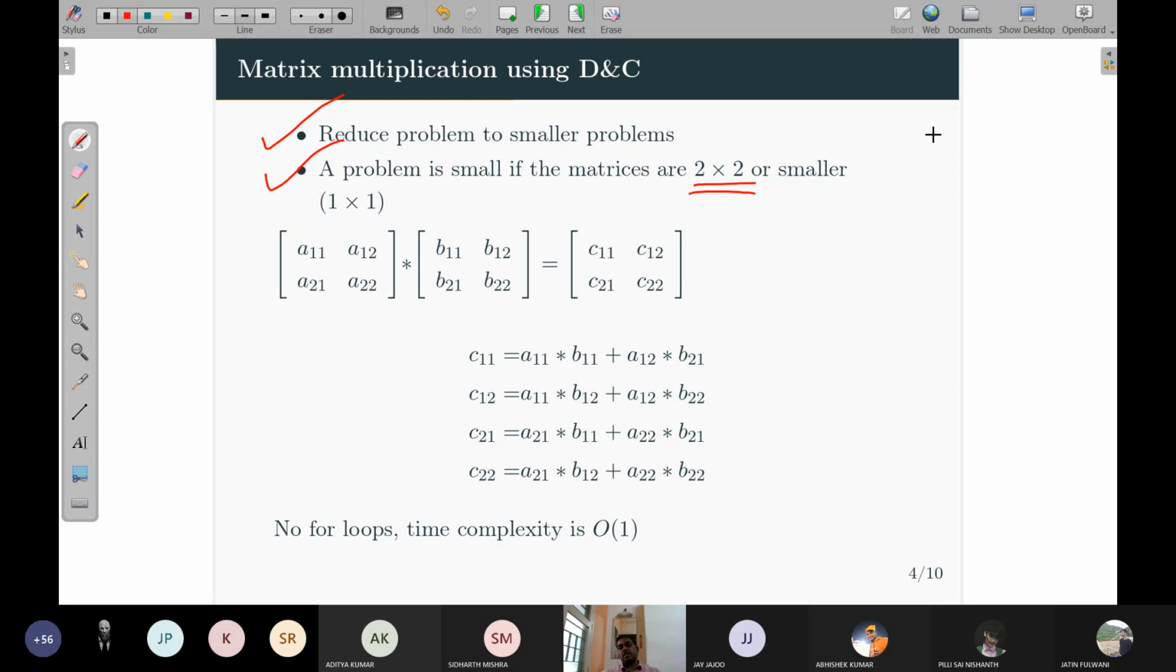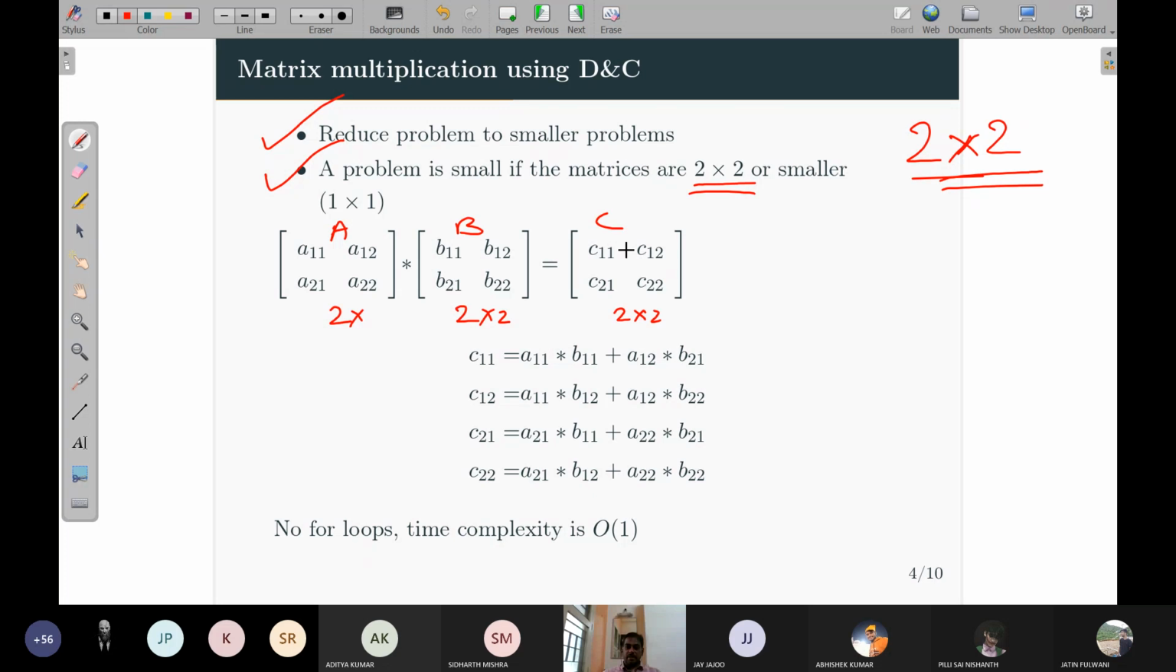We will consider that a 2 by 2 matrix we can multiply without any for loop or any other things. How to multiply 2 by 2 matrices? If you have A11, this is a 2 by 2 matrix, this is another 2 by 2 matrix, and this is the resulting 2 by 2 matrix. That is, this is A, this is B, and this is C.